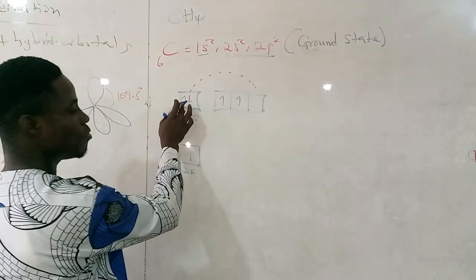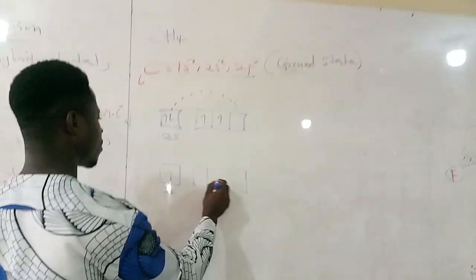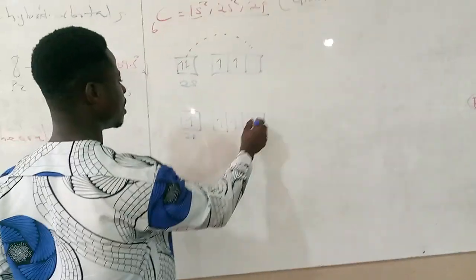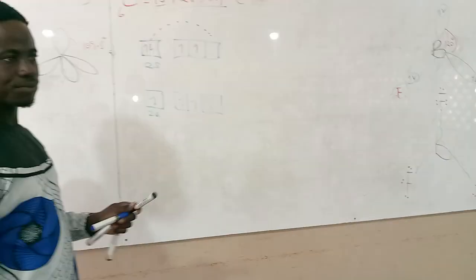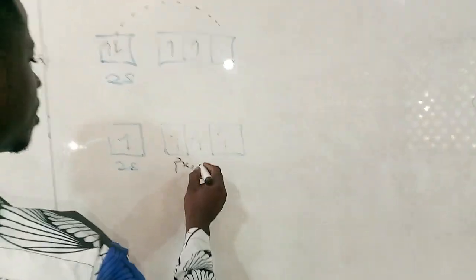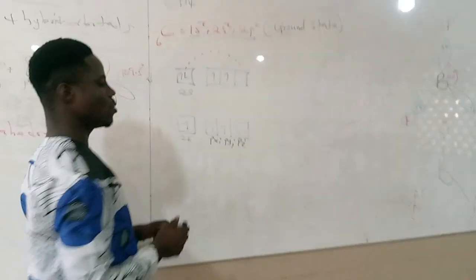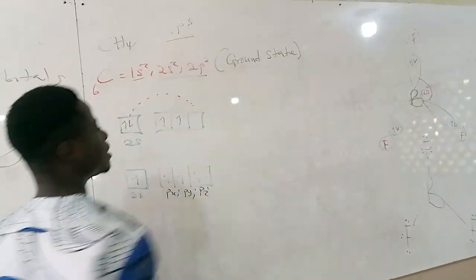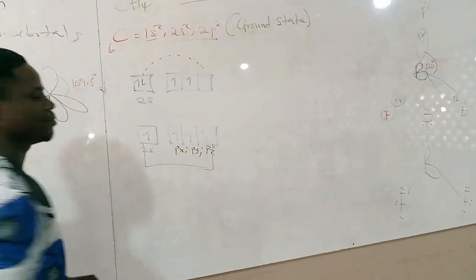When you do that, 2s is left with only 1 electron now. There are 2 electrons here, and the one promoted is also here. So all 3 p orbitals, Px, Py, Pz, have single electrons, 1, 1, 1. So we are going to mix them. sp3 is mixing an s orbital with 3 p orbitals.